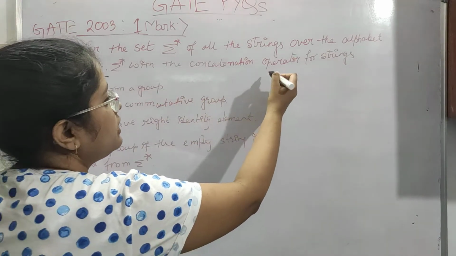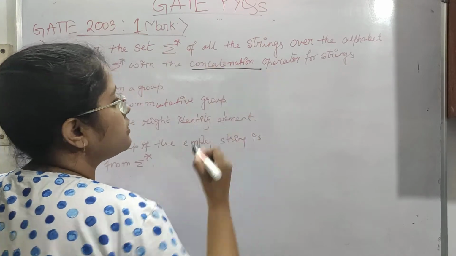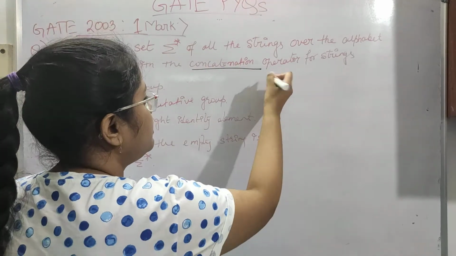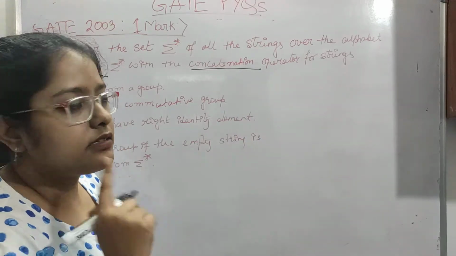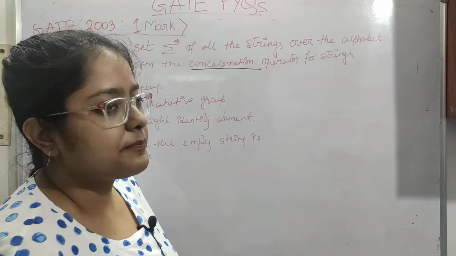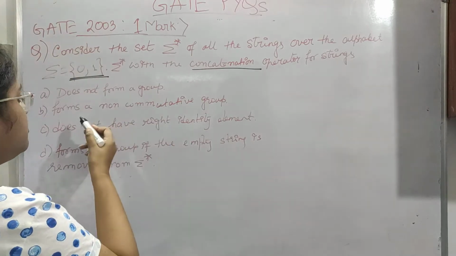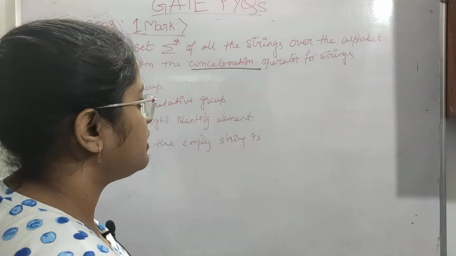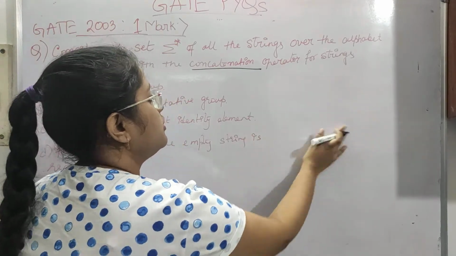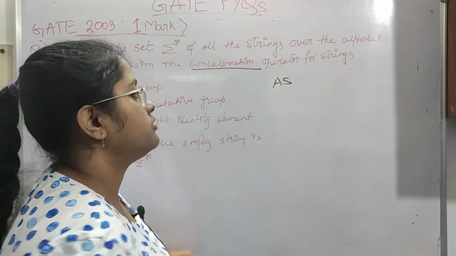Sigma star with the concatenation operator. So now it is given as the concatenation operator, so it can be written as star anyways. So our binary operator here is concatenation for strings. Okay, so now we have to find out whether it doesn't form a group, is non-commutative, etc. So basically let's start with algebraic structure, whether it is an algebraic structure or not.